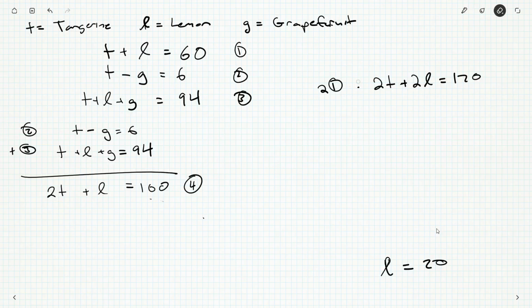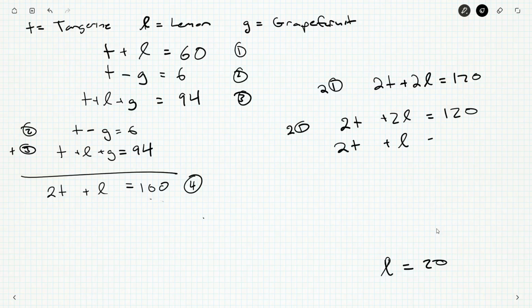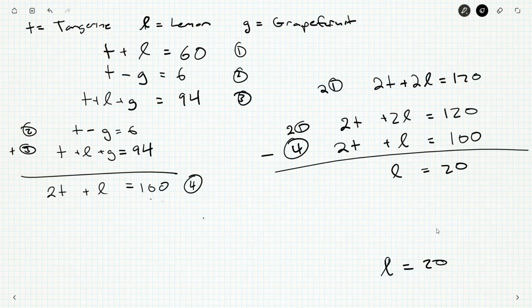So you can add equations, which we saw in B part. You can subtract equations, which we saw in A part. You can multiply an equation by a constant. You can even divide by a non-zero constant as well. So now what I'm going to do, I've got 2 T's and 2 L's. And I've got 2 T's and 1 L. I'm going to line them up this way and subtract. The T's cancel out. 2L minus 1L is just L. And 120 minus 100 is 20. So there we go.